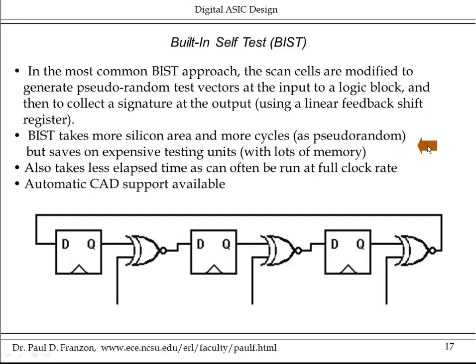The way in which the pseudo-random test vectors are generated is using a good old friend from the Verilog 2 module, the linear feedback shift register, i.e. with these XOR gates to produce a pseudo-random number sequence.